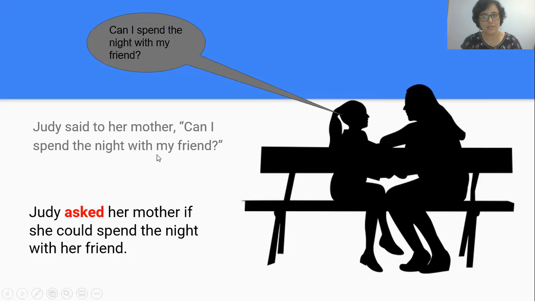And of course, the other changes stay the same. For example, you have to remove the speech marks, you have to remove the comma, and of course, you don't put a question mark here because this is reported speech. It's not a question anymore. Now you are telling someone what Judy asked her mother. You are not asking a question, so you're not going to use a question mark.